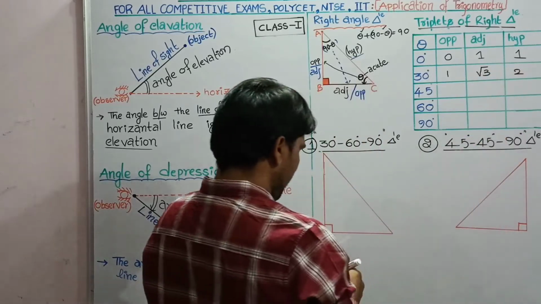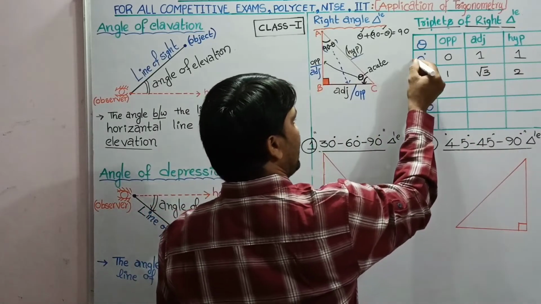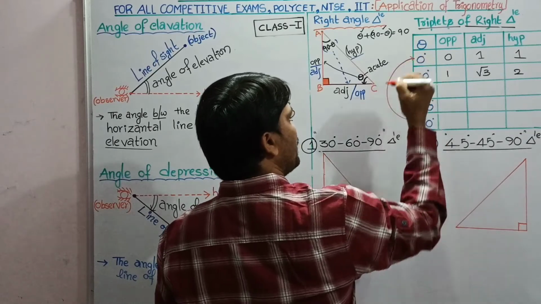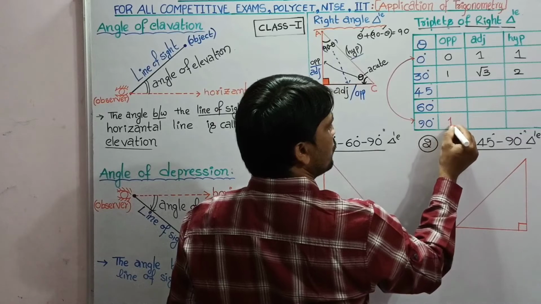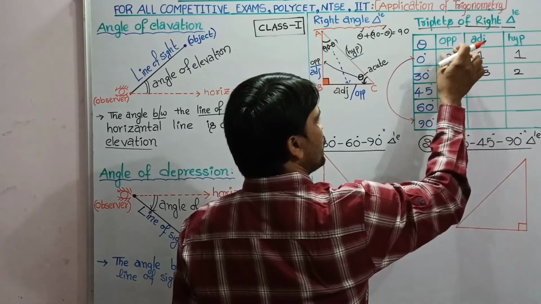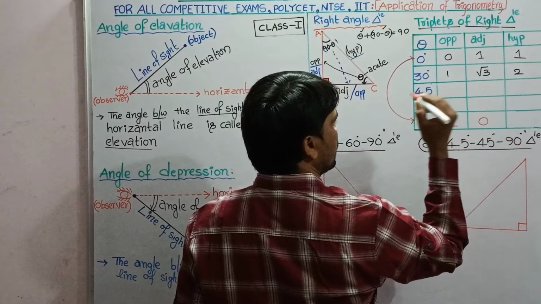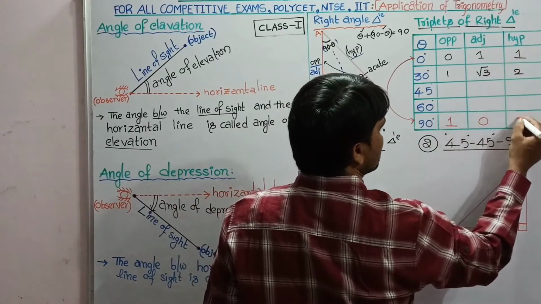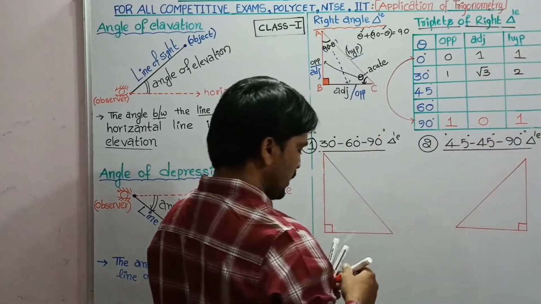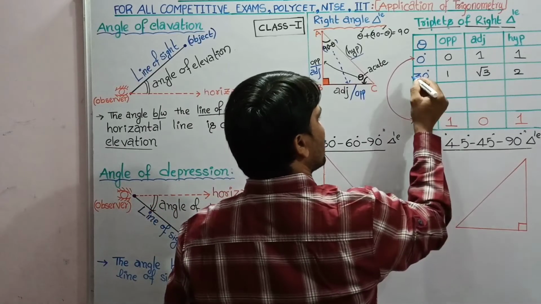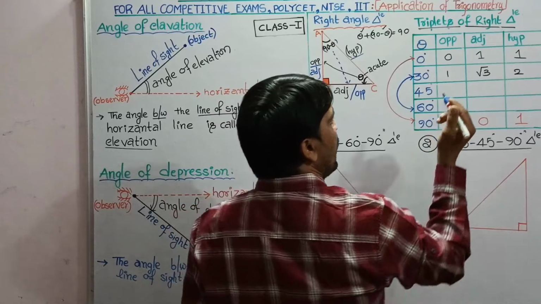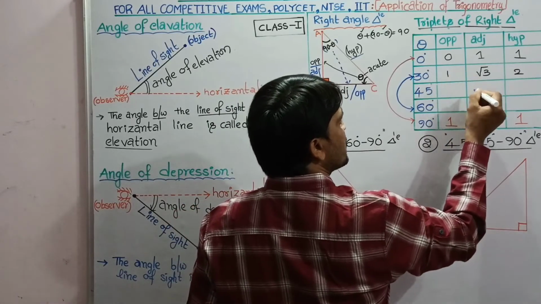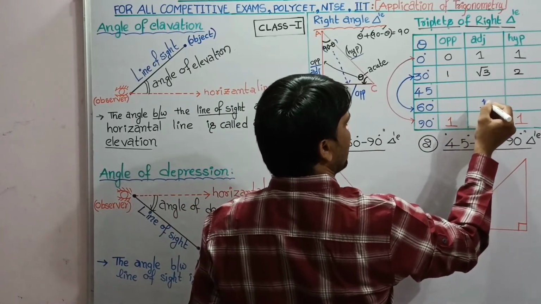Since 0 and 90 sum to 90, the adjacent of 0 is the opposite of 90, and the opposite of 0 is the adjacent of 90. The hypotenuse remains the same. In the same way, 30 and 60 are complements, so the opposite of 30 degrees is the adjacent of 60 degrees.